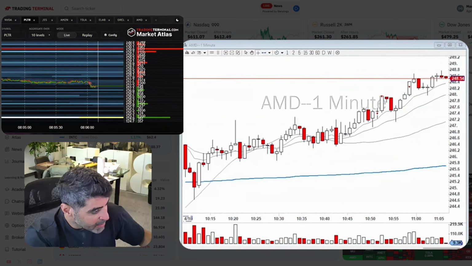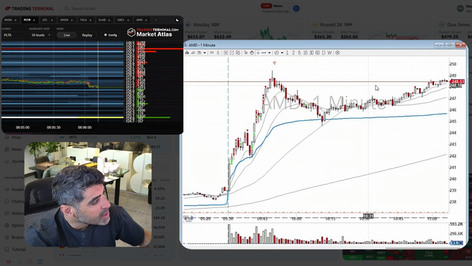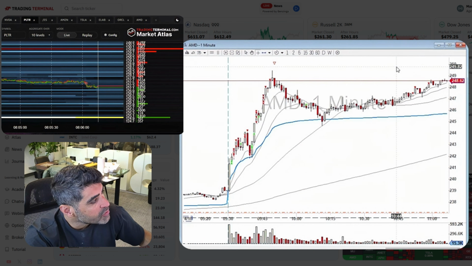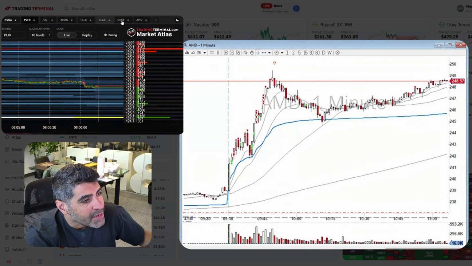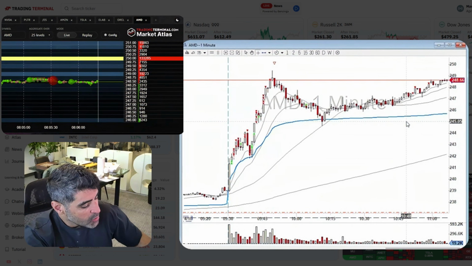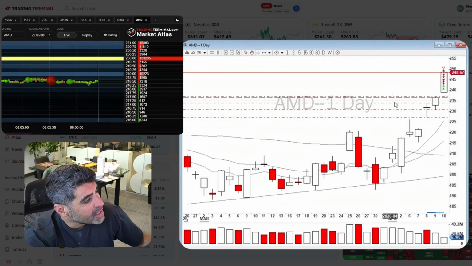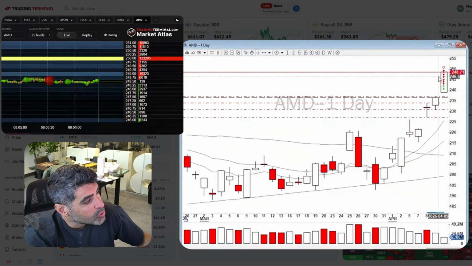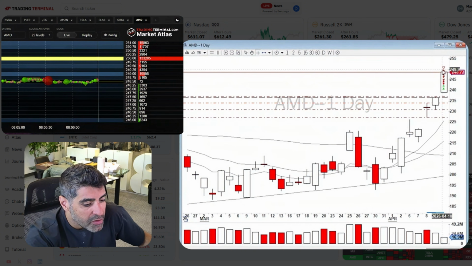But the best trade was AMD. AMD is now slowly grinding up to 249, 250. I still have orders, and again, if I bring up Market Atlas, it's 250. Yesterday we traded. AMD, as you see here, is in a very, very bullish pattern. I think today it is going to go to 250.